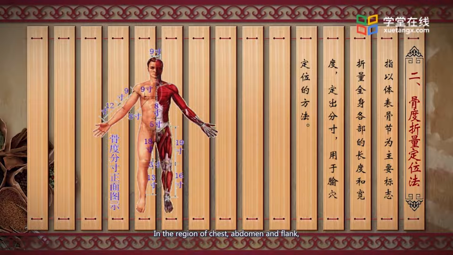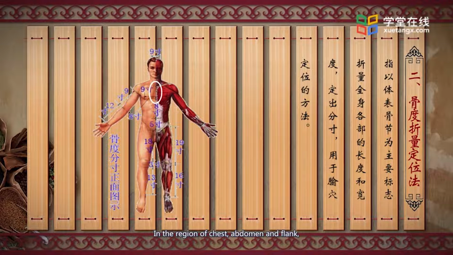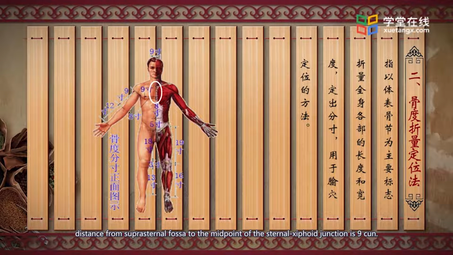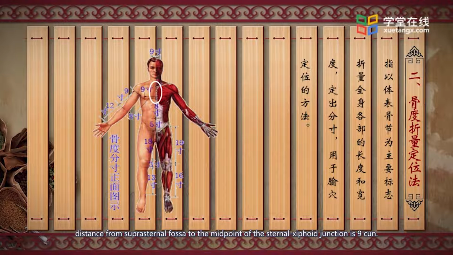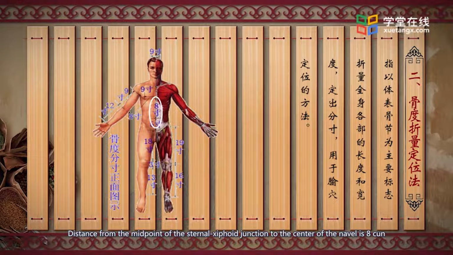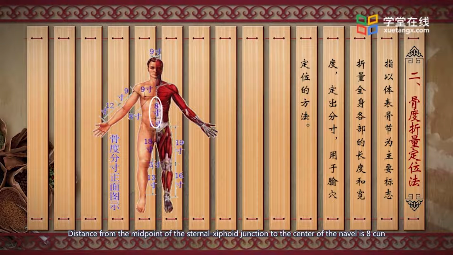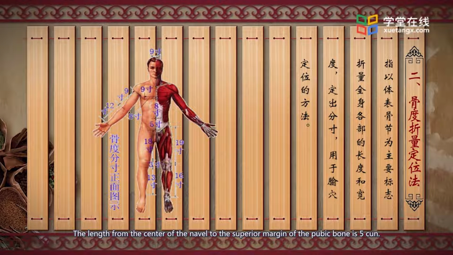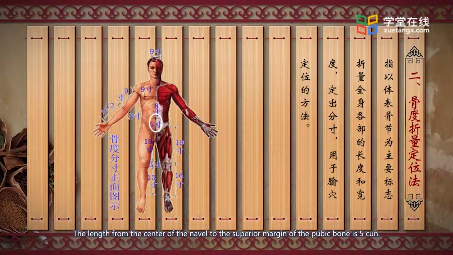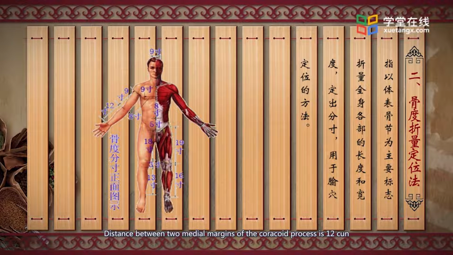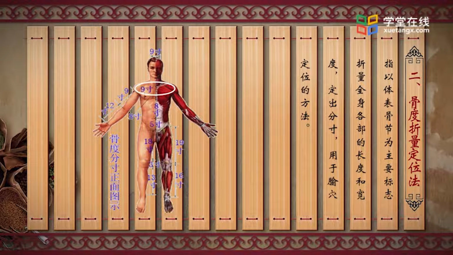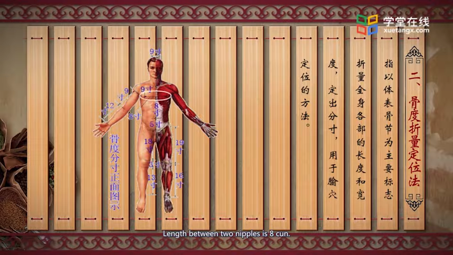In the region of chest, abdomen, and flanks, distance from the suprasternal fossa to the midpoint of the sternocostal junction is 9 cun. Distance from the midpoint of the sternocostal junction to the center of the navel is 8 cun. The length from the center of the navel to the superior margin of the pubic bone is 5 cun. Distance between 2 medial margins of the coracoid process is 12 cun. Length between 2 nipples is 8 cun.